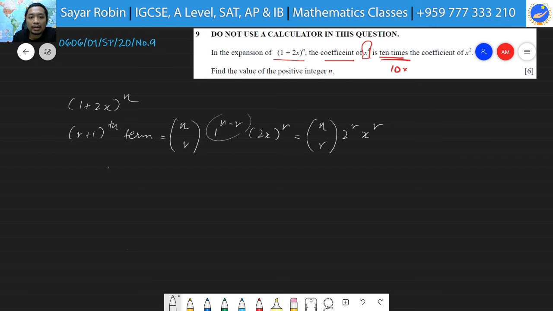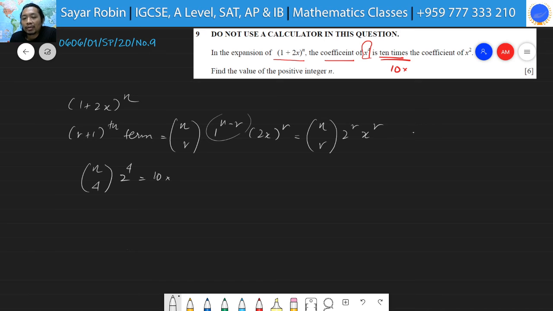Therefore, we can write n choose 4 times 2 to the power 4. We just need to find the coefficient of x to the power 4, so we don't need to put x to the power 4. And this is equal to 10 multiplied by the coefficient of x squared.